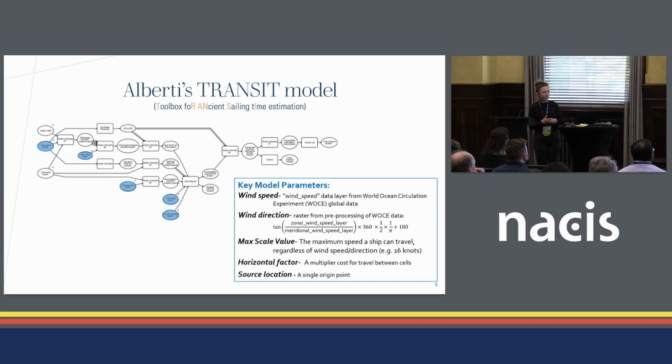The horizontal factor is a multiplier cost for travel in between cells. It also reflects the challenge of turning the ship, so it indicates the challenge of rotation. And then the source location, important to note in Alberti's model, is a single point, which is the origin for each of these models.